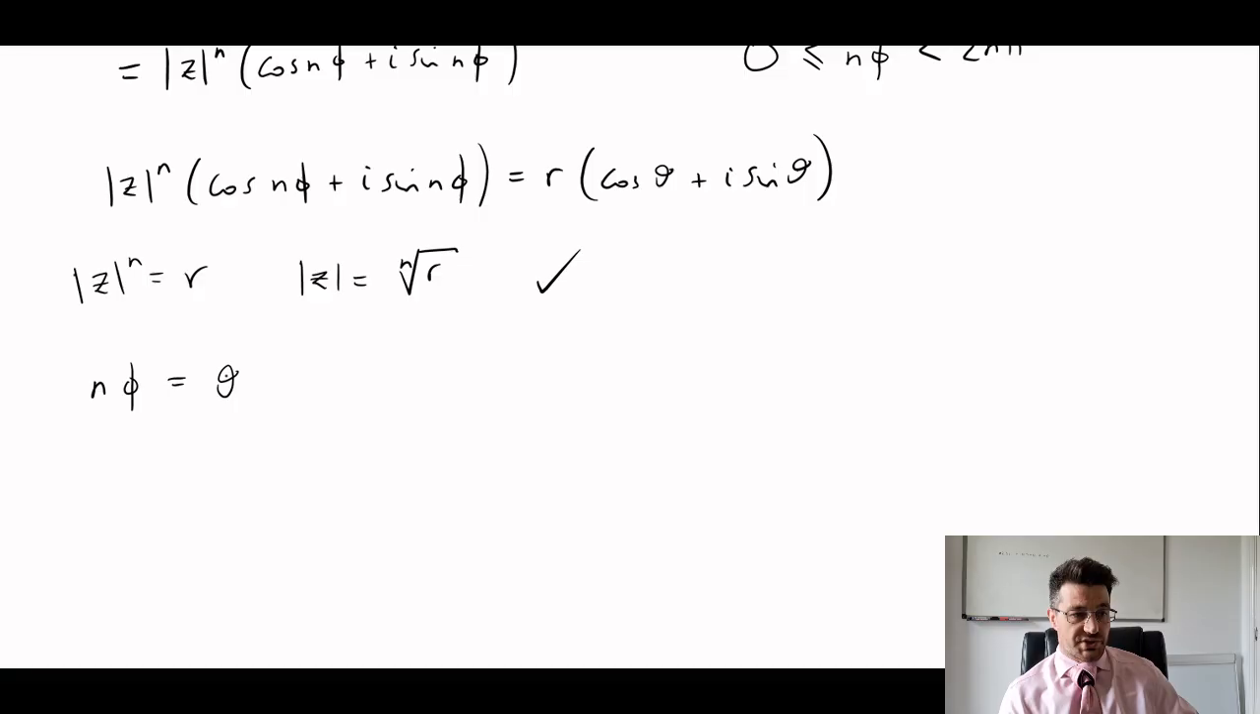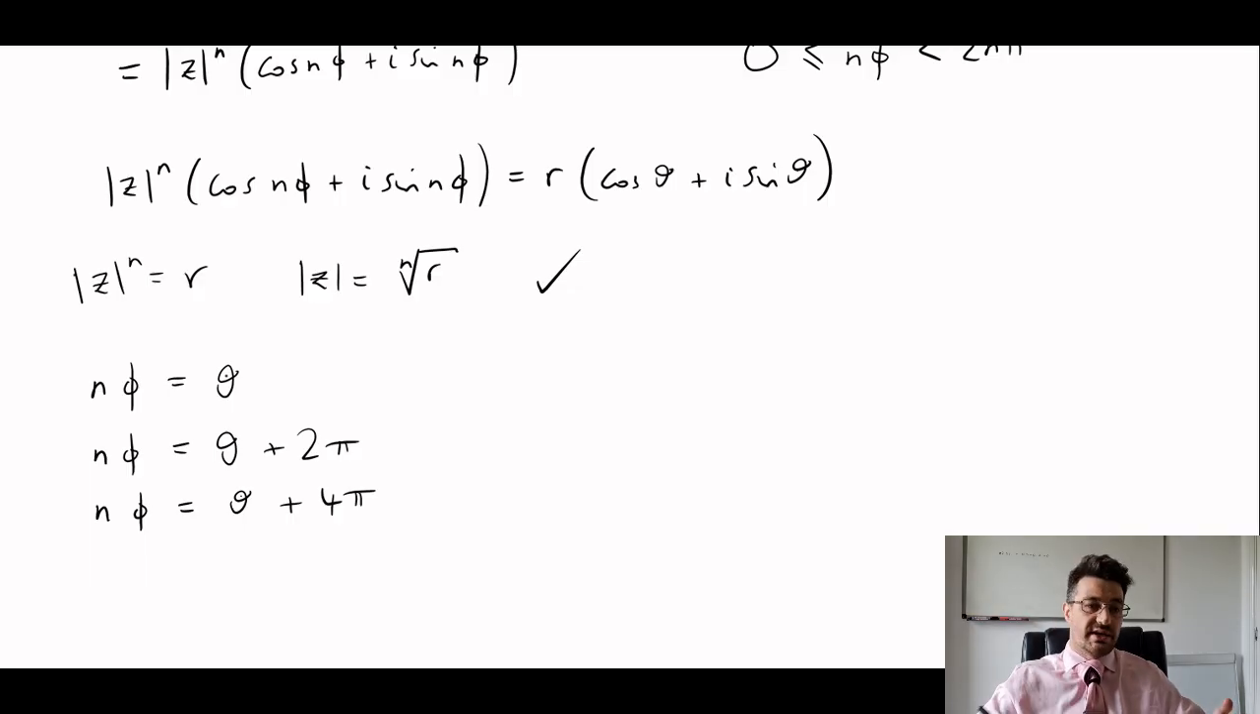Okay? So that means that n phi could also possibly be equal to theta plus 2 pi. But n phi could also be equal to theta plus 4 pi. So all I'm doing here is using the periodicity of sine and cos and just keep adding 2 pi onto this. Okay, so how could I think about it?